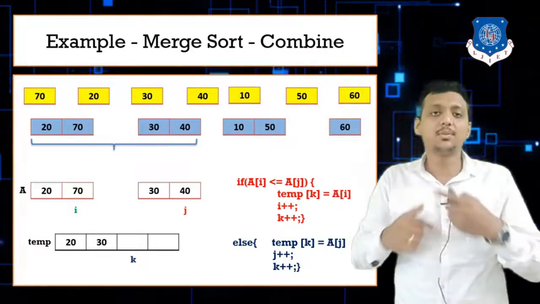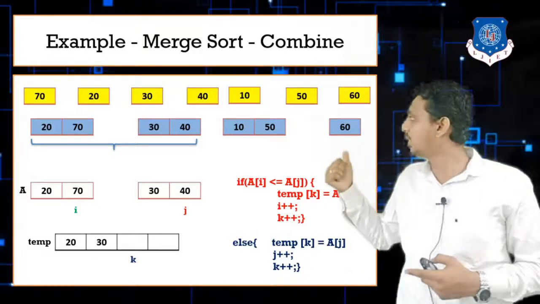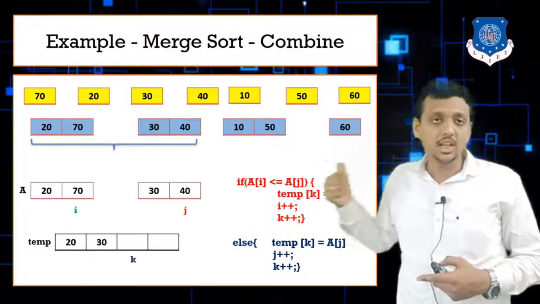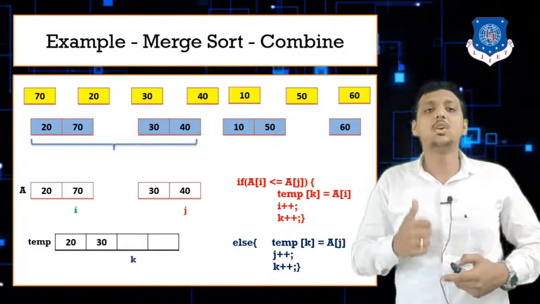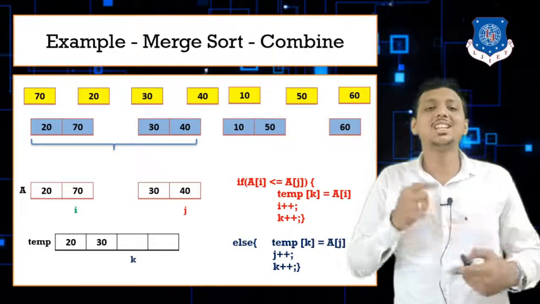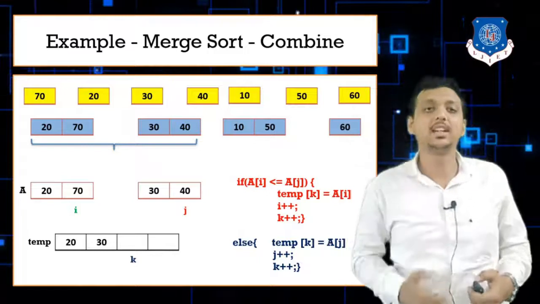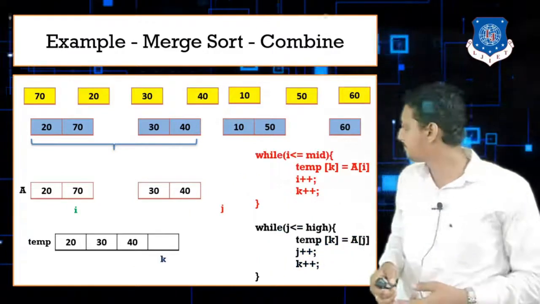Now check the condition again: 70 is less than or equal to 40? No. Again go to the else part. So now 40 is set down in the temporary array, then j is incremented and k is also incremented. So it goes like this.